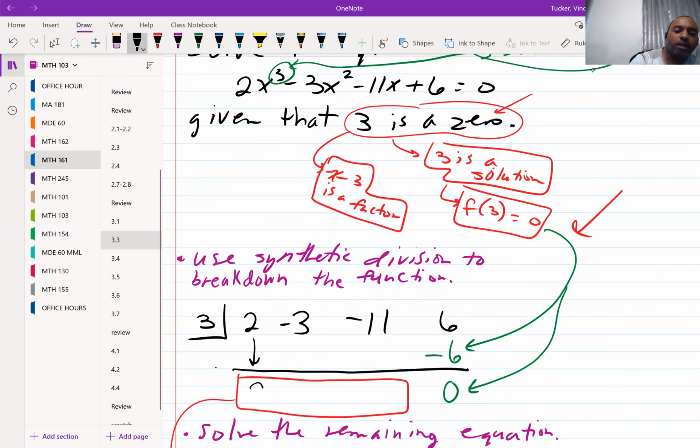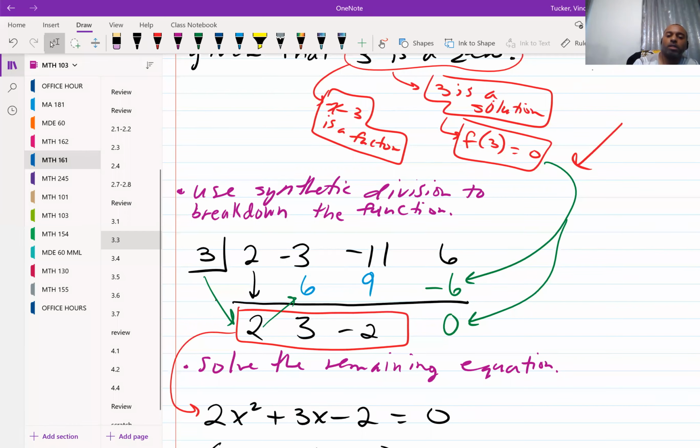So first thing you do is bring down 2. Then 3 times 2 gives me 6. -3 plus 6 is 3. 3 times 3 is 9. -11 plus 9 is -2. And then 3 times -2 is -6. And then 6 minus 6 is 0. Everybody okay before we go to the next step? Make sure we're okay.